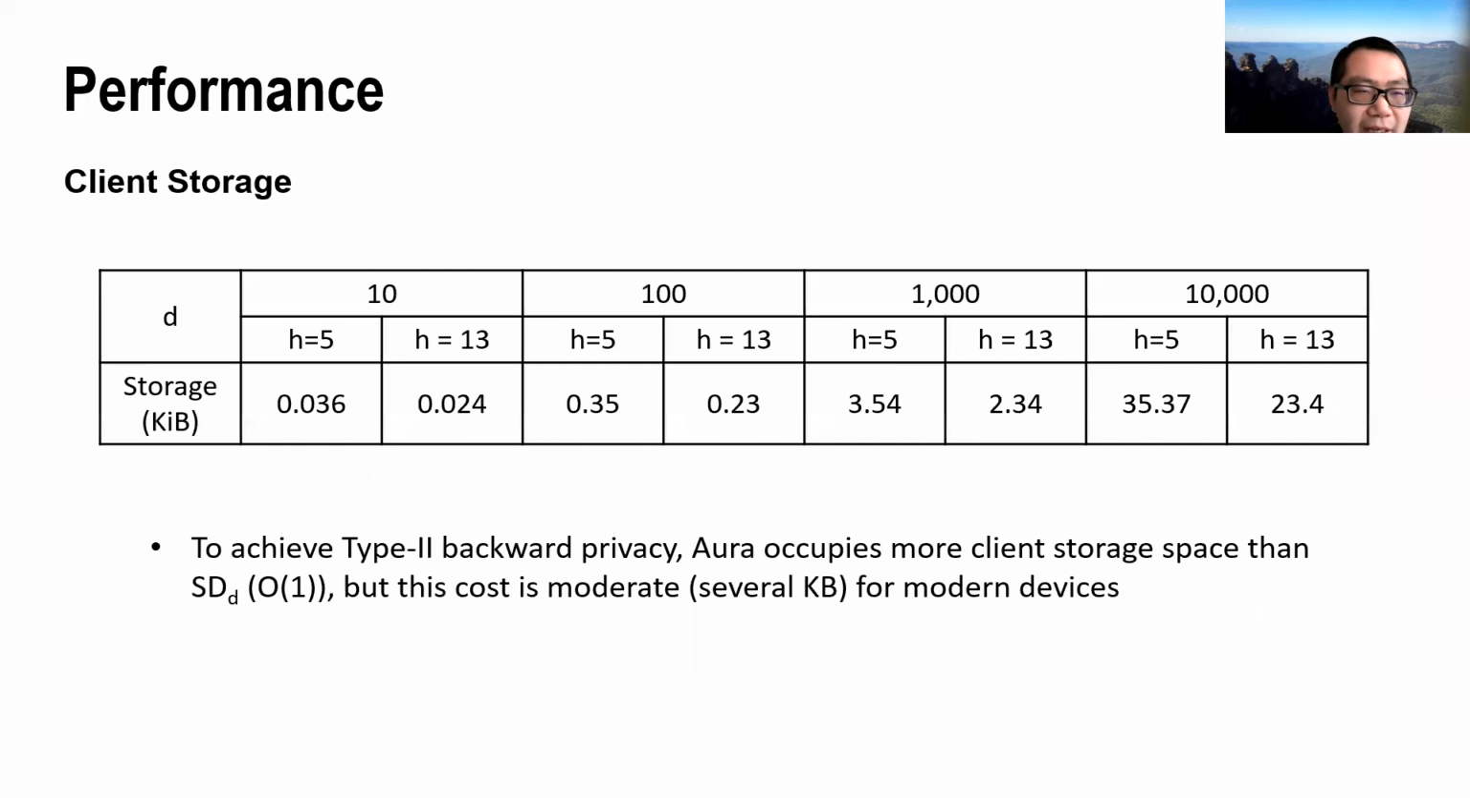And last, I have to say that to achieve type 2 backward privacy, Aura actually occupies more client storage space than SDD. Because the client storage cost of SDD is 0.1. But fortunately, this cost is moderate for modern devices.